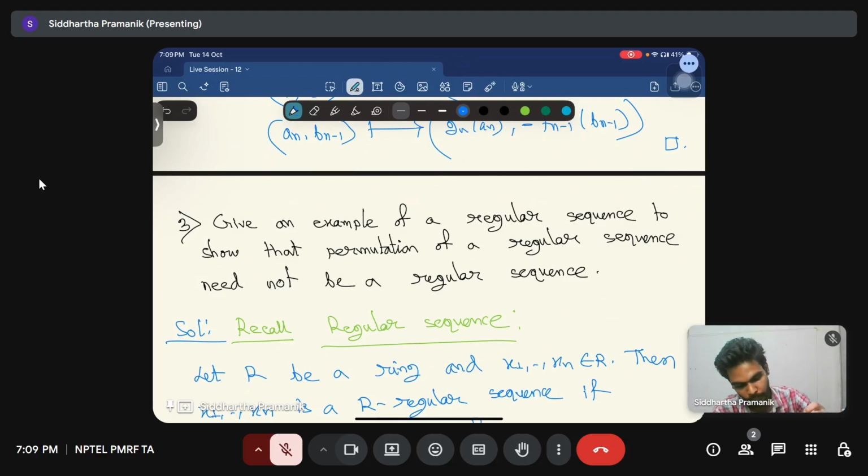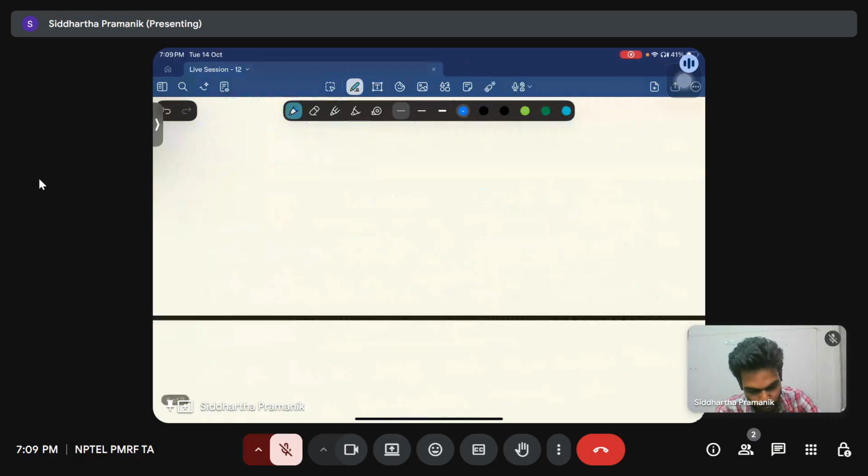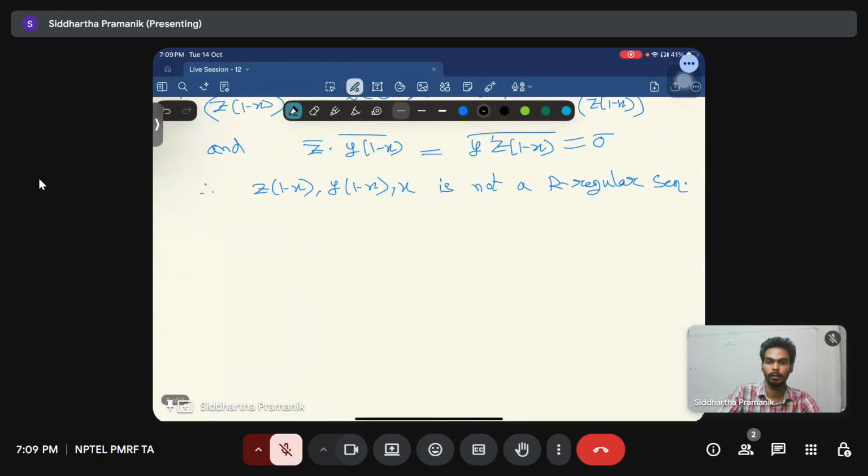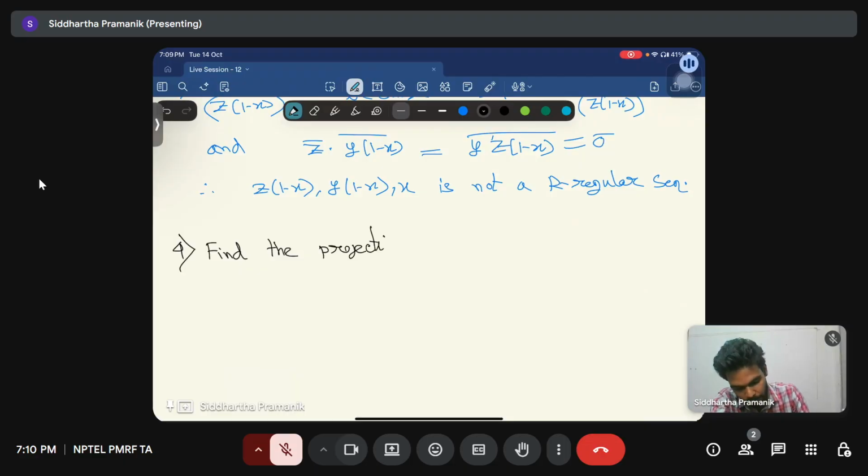Okay. So problem number 4. Find the projective dimension and regularity of R mod I in the following cases.